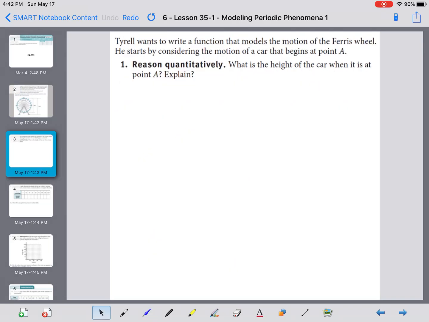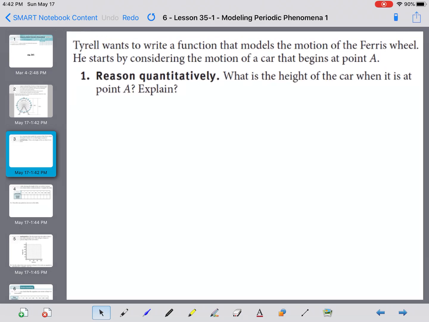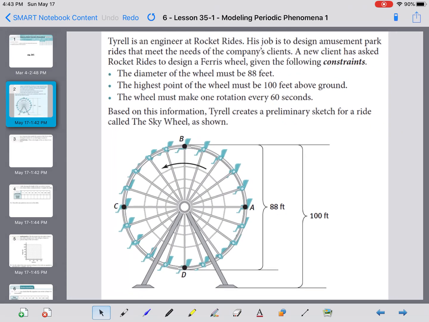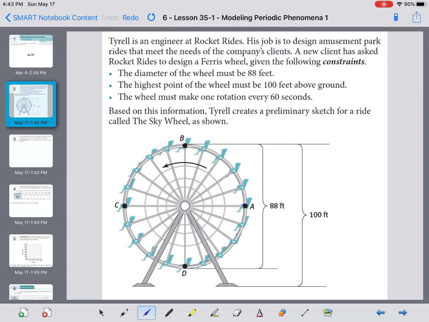Let's talk about this first question. Number 1, it says he wants to write a function that models the motion of the Ferris wheel. He's going to start by looking at point A, and we want to know the height. So if we go back to this picture here, if I look at point A right there, we want to be able to determine the height.